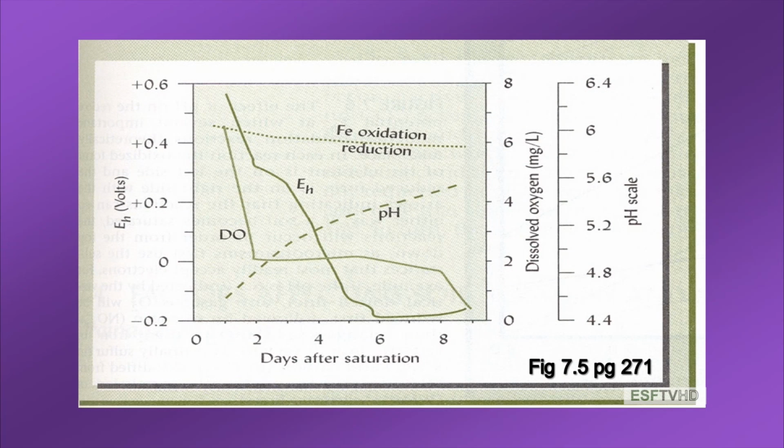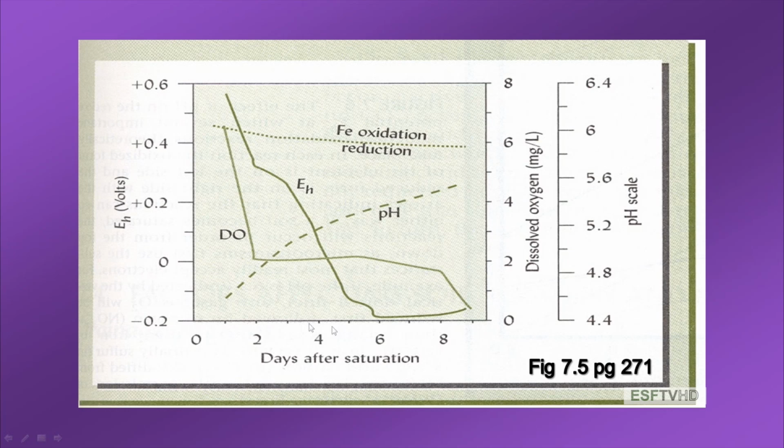So let's look at what happens with this redox potential. Here we have a graph, out of the text, figure 7.5, and it shows electron redox potential, EH, measured in volts, and it goes from 0 to 0.6. You could express these in millivolts by multiplying by 1,000. And note what happens.